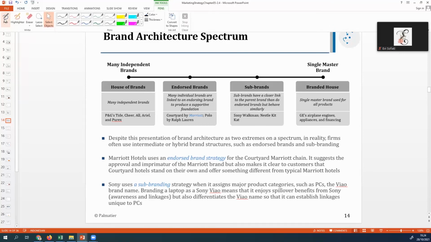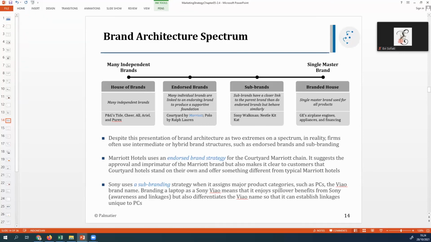So this is the brand architecture spectrum from many brands into the single master brand. Single master brand used for all products such as GE. And then the house of brands such as P&G, Unilever, where P&G has all the products like Tide, Cheers, Ariel, Purex, all of the P&G products. So every product has a brand. GE, they are only talking about all by GE. Yeah. Endorsed brand like Courtyard by Marriott.